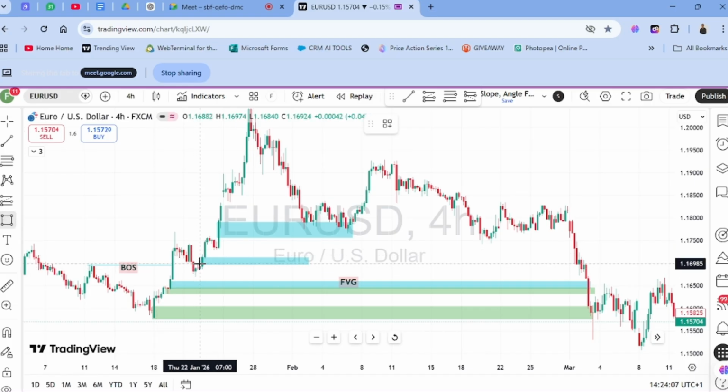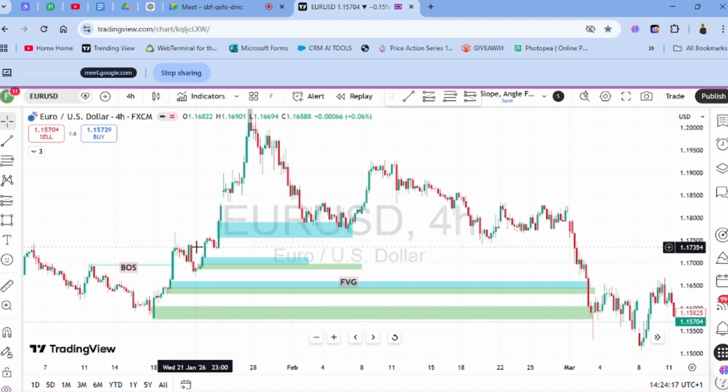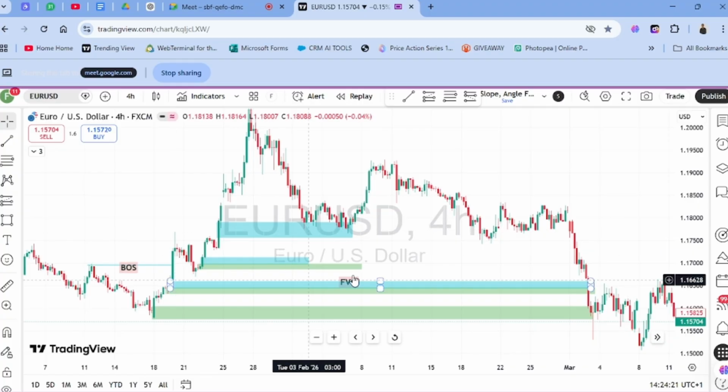Demand level is the candle before the candle that created the FEG. The candle before the FEG. This was a demand level, it created the FEG, and it led to a break of structure. You get it? The candle before the FEG is the demand. It could be bearish, it could be bullish. Hence it was the candle before the FEG.